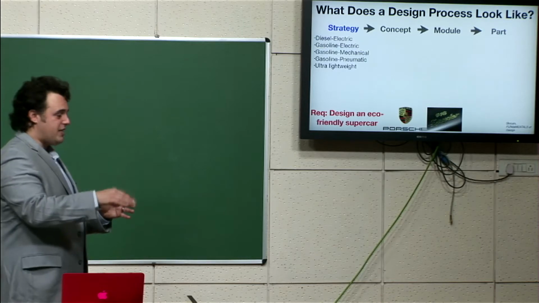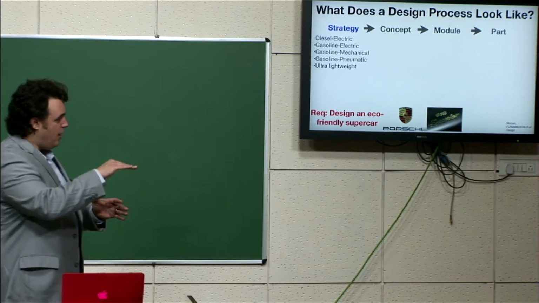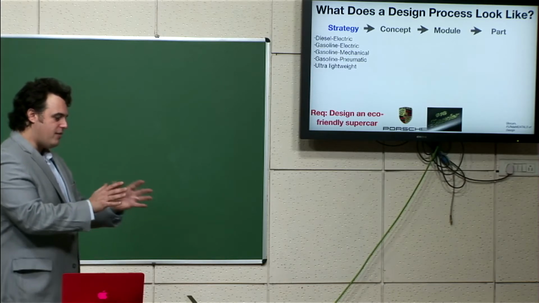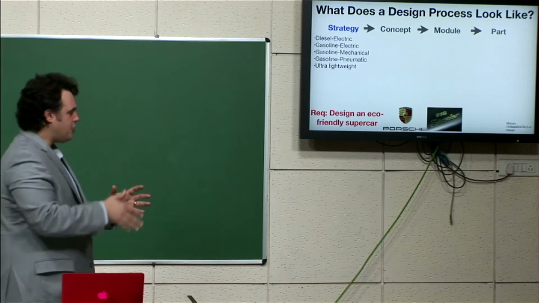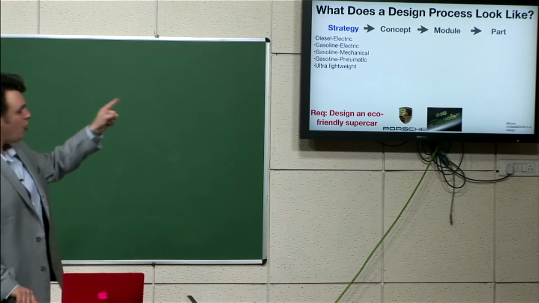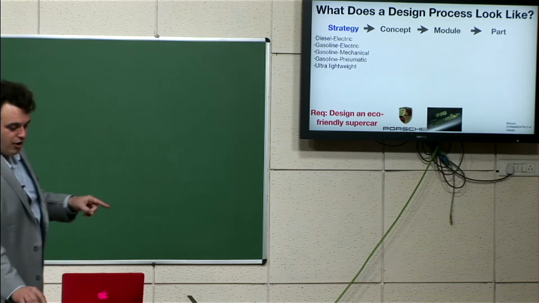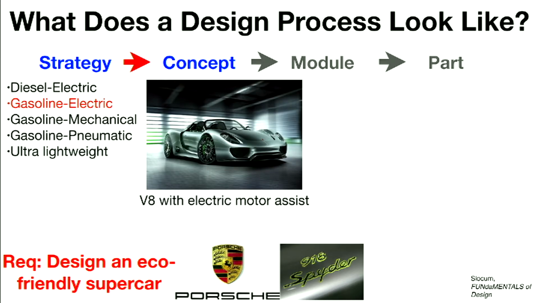And we're going to do some more examples of this later, but like thinking about, from a strategic standpoint, how can I make the right decision of what strategy direction to go in? And actually, all of these ideas have been pursued by different companies at this point. But Porsche ended up choosing gasoline electric. So then they had to create a concept. And the concept of that drivetrain was a V8 motor with an electric motor assist.